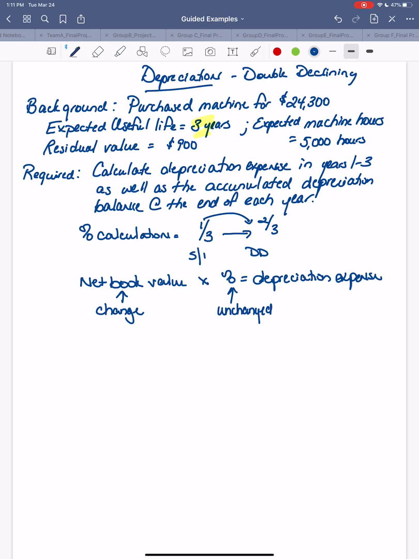So you might say, well, do I care about residual value in this calculation at all? Well, you will at the end, because you always want to finish up hitting that residual value. So let's see what that looks like. So we've got year 1, year 2, year 3. I'm going to do the order a little differently here. I'm going to say purchase price, then accumulated depreciation, net book value, and then I'll do the percentage and depreciation expense.